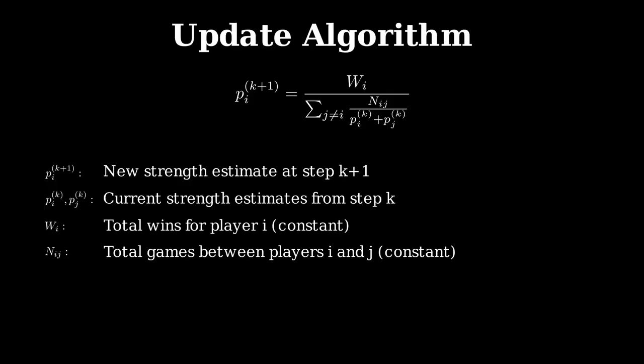N_ij is the total number of games played between player i and player j. N_ij equals w_ij plus w_ji. This also comes directly from the data and does not change. Okay, so in plain English, the formula says a player's new strength score is their total number of wins divided by a term that represents the combined difficulty of their matches based on the previous strength estimates.